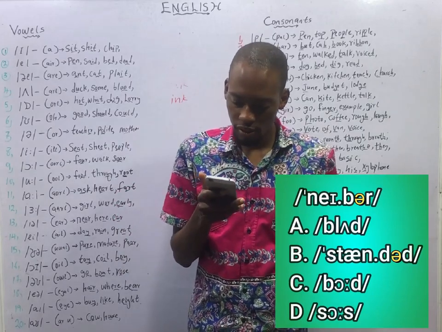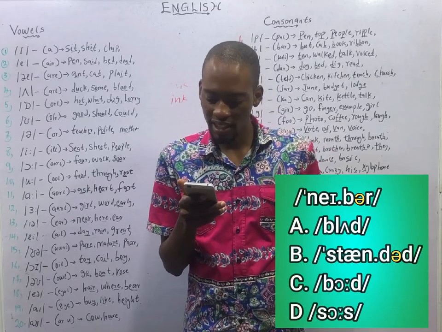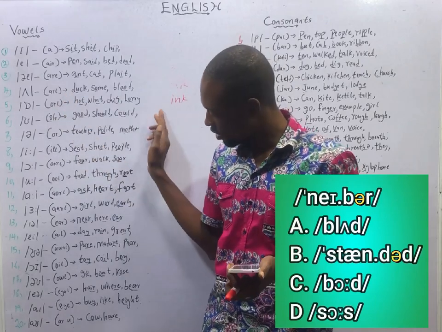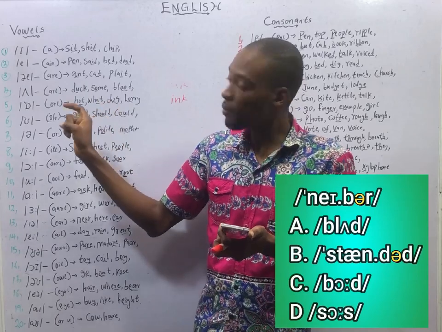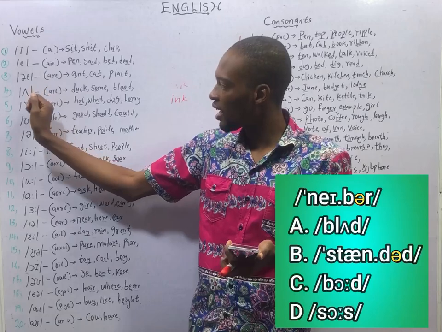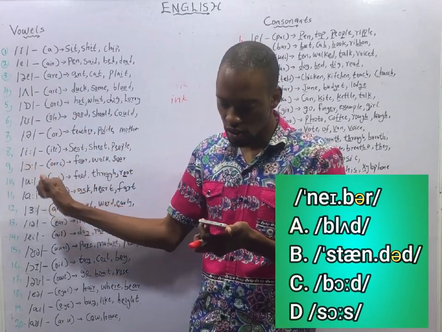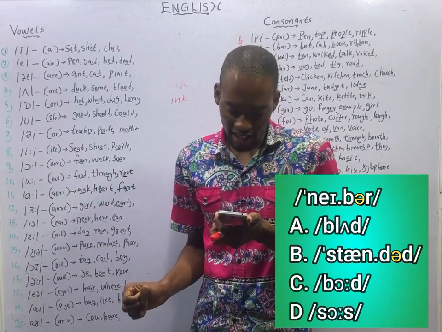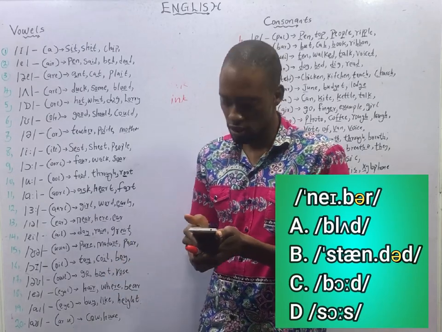So looking at the options. A, blood. B, standard. Blood has that sound. Standard, what sound does standard have? Standard has the schwa sound as well. Then board has a different sound. Source has a different sound as well. So standard and neighbor possess the same vowel sound.